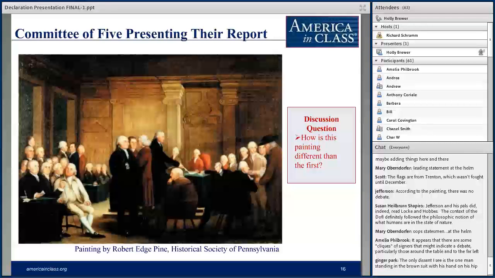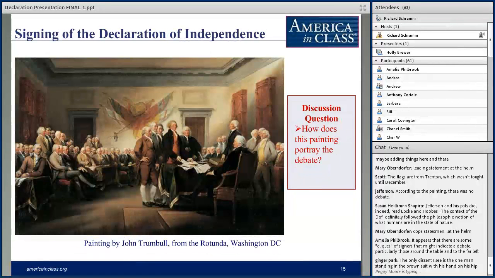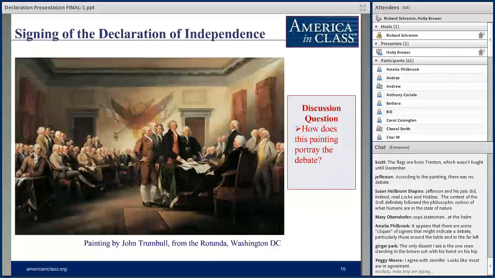So I'm going to click to the next one. Well, hang on just a minute. The only dissent I see is one man standing up in a brown suit with his hand on his hip. Okay, right. So we don't seem to have a whole lot of debate going on. That is Livingston, one of the original five members of the committee that drafted the Declaration, and he never signed the Declaration. Which one? The one in brown here.